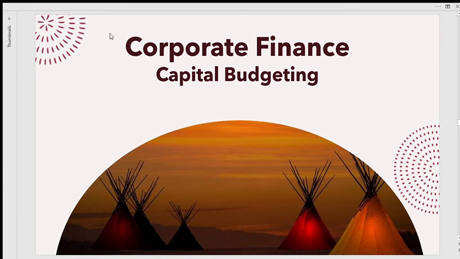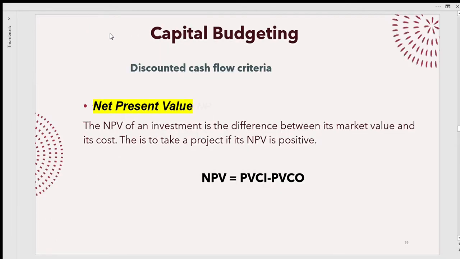Hello. Today we are discussing capital budgeting. Capital budgeting is about long-term investment. Its first technique is NPV. NPV is a discounted cash flow based technique. In NPV, you find out the present value of cash inflow minus the present value of cash outflow.